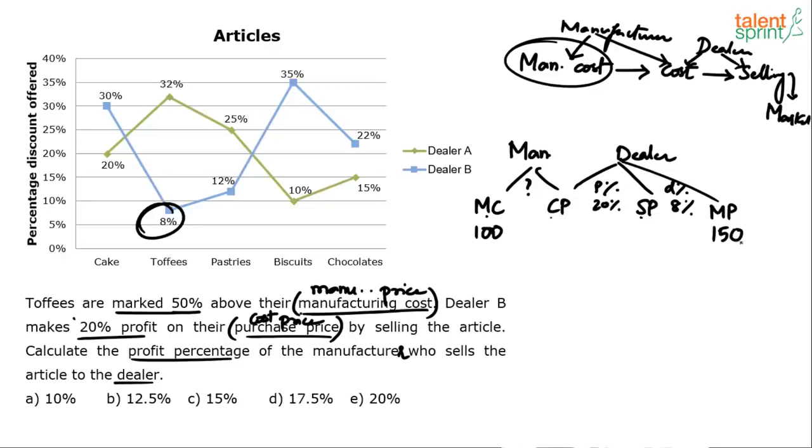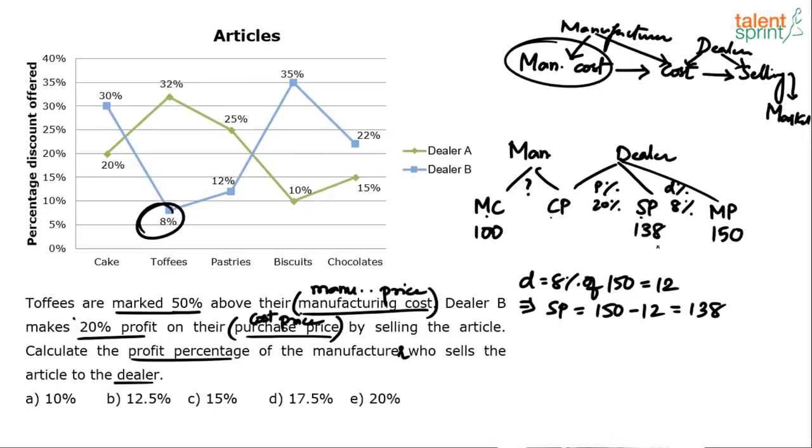Manufacturing cost is 100, marked price is 150, right? Discount is how much? 8%. See, discount is always given on the marked price only. 8% of what? 150. 8% of 150 will be 12 rupees. Implies what is the selling price? Selling price will be 150 minus 12. You don't have to write these steps. I am just writing so that all of you can understand the calculation. So the selling price is 138.